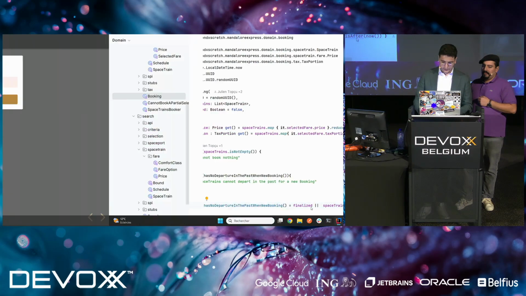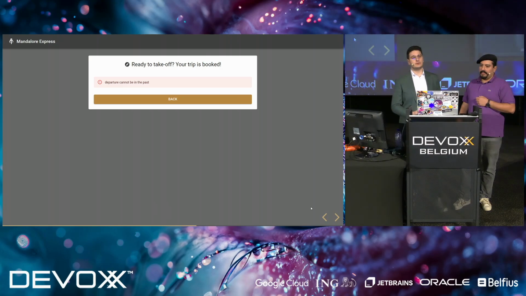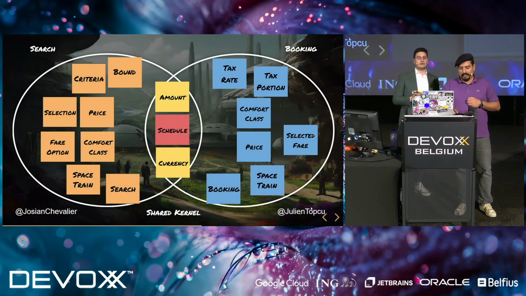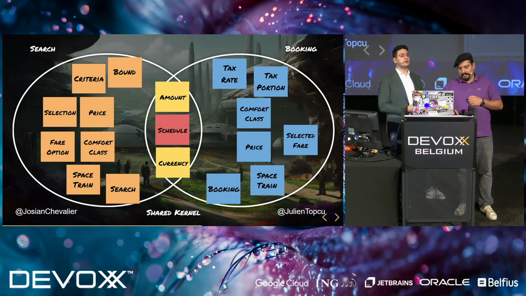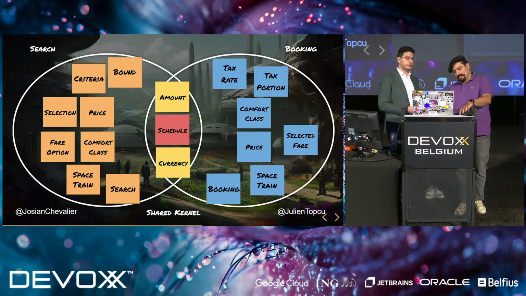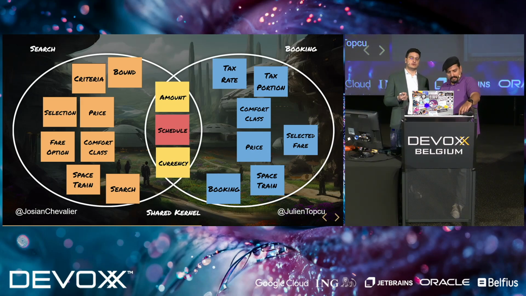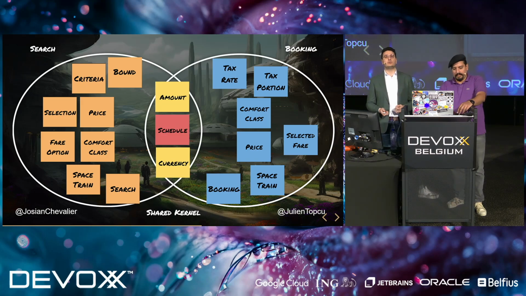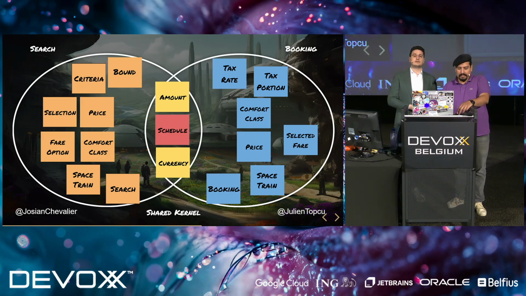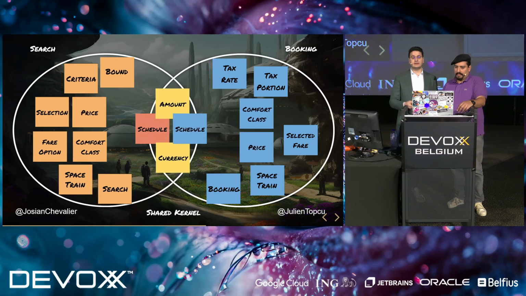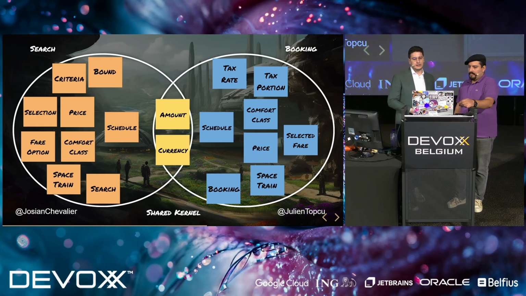Meanwhile, I'll try to explain again what you did wrong. As you added the expense feature, you didn't realize you introduced a new model tension on the schedule. This one is a bit more subtle. It's just that the states of the schedules that are acceptable in the search are not the same as those acceptable in the booking. Nonetheless, the fix is always the same. You just duplicate and specialize. It's not that hard. So what should we do with what's left of the shared kernel?